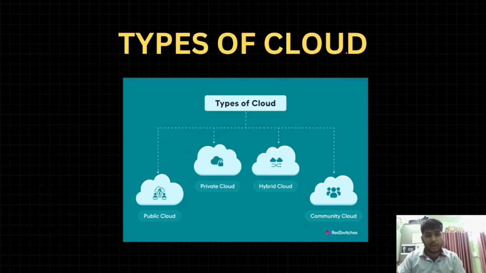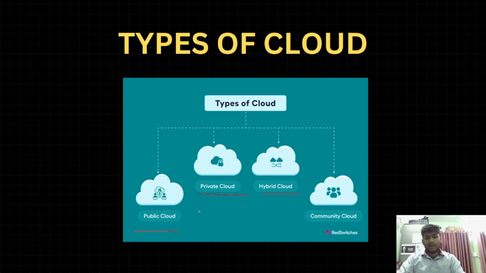And next we have types of cloud. We know what cloud is and what the advantages of cloud are. Now let's talk about the types of cloud. First we have the public cloud. Public cloud is publicly open, anyone can use it. And we have a private cloud. Private cloud is limited, with access for some specific people. Then we have hybrid cloud.